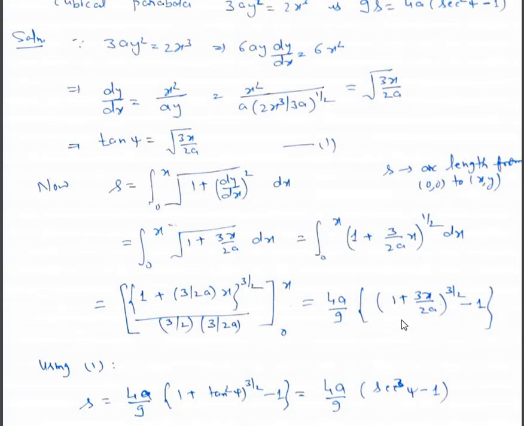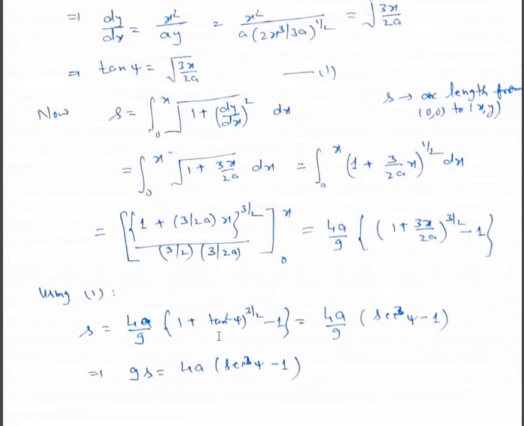Now in place of 3x upon 2a, we put tan square psi. So therefore s is equal to 4a upon 9 times ((1 plus tan square psi) raised to the power 3 by 2 minus 1). Now 1 plus tan square psi is sec square psi, raised to the power 3 by 2 is sec cube psi, minus 1. So therefore cross multiplying, we get 9s is equal to 4a into (sec cube psi minus 1).